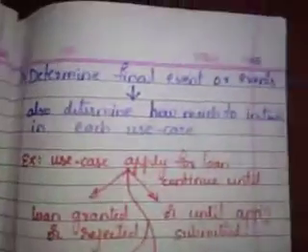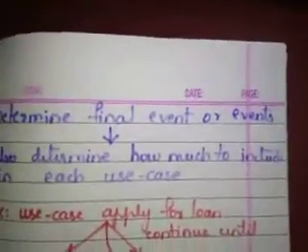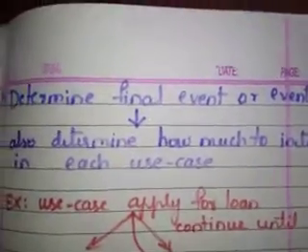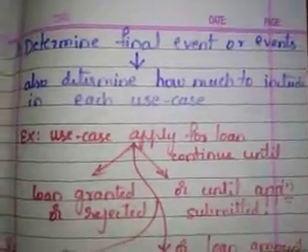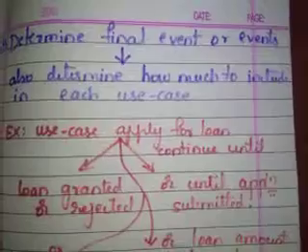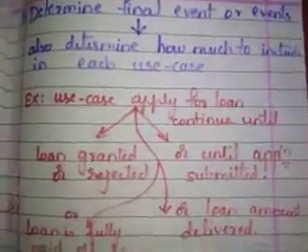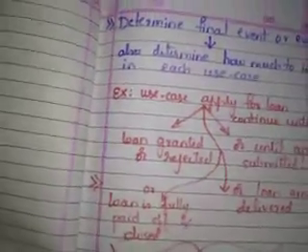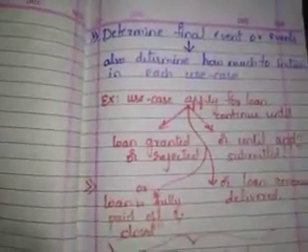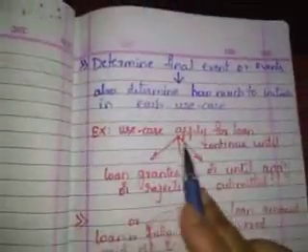Next, once the initial events are found, we should determine the final event or events, right? To determine the final event, we should understand how much an individual use case will consist of. That is, the scope of your use case will decide the final event. Take a particular example of a use case called application of a loan.